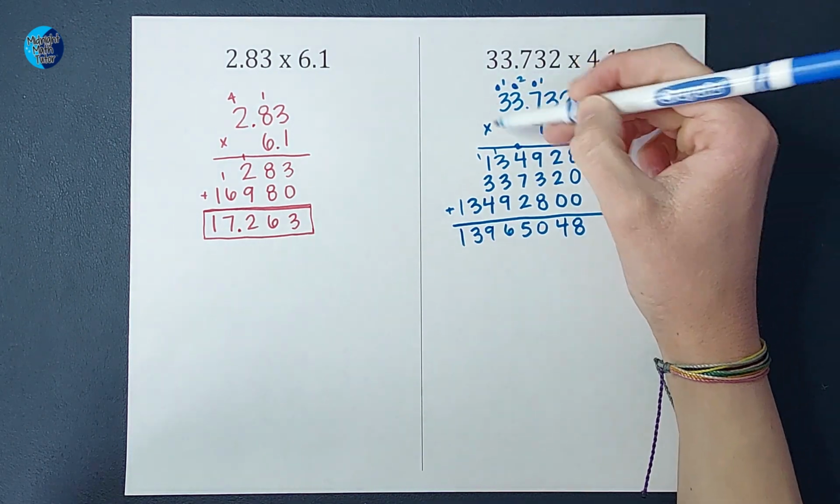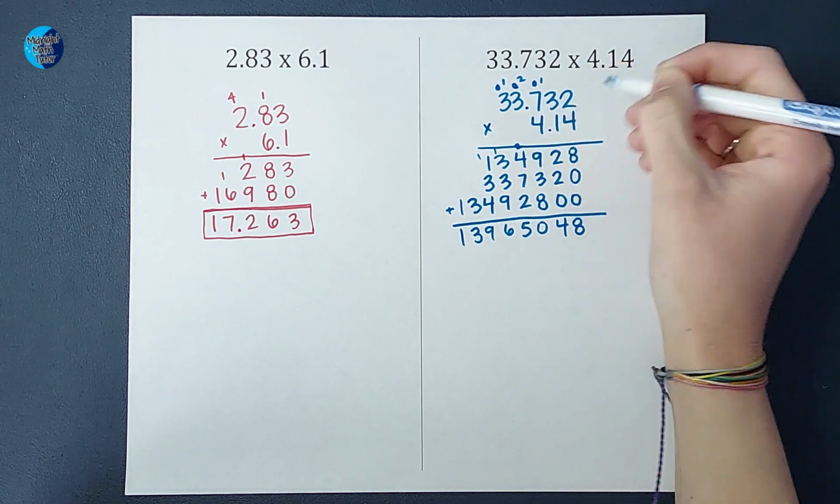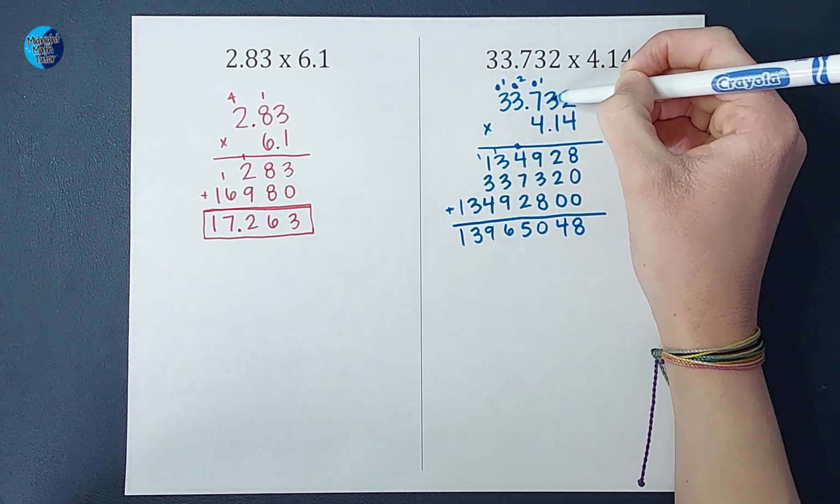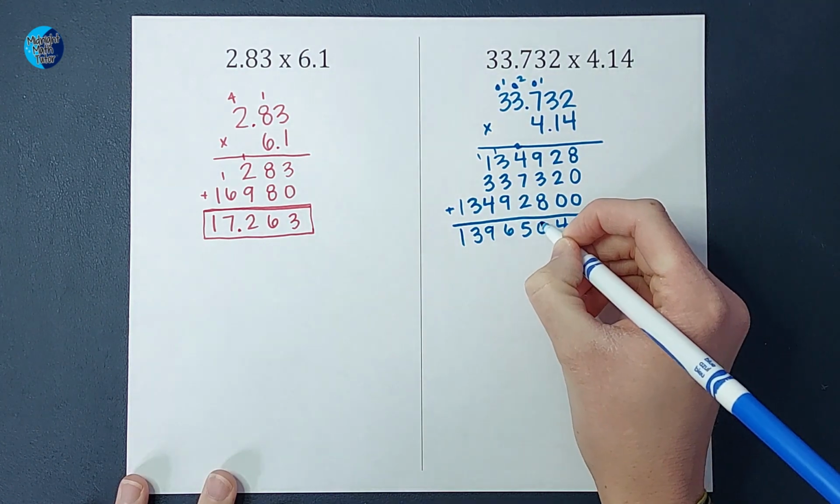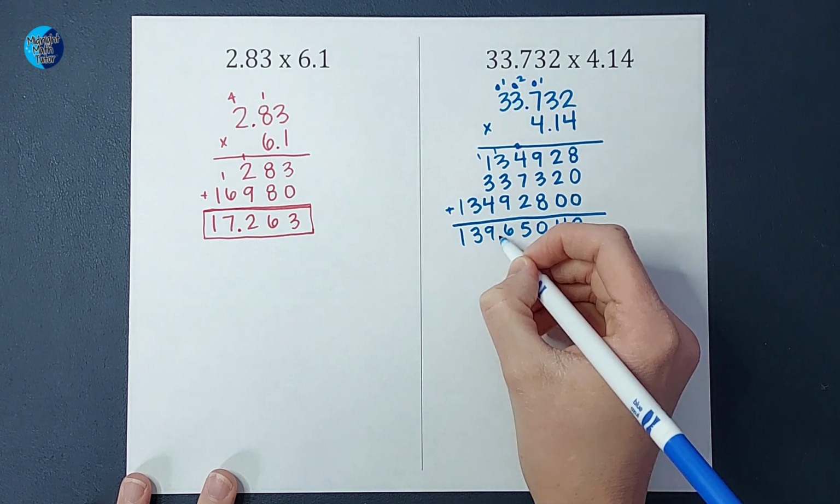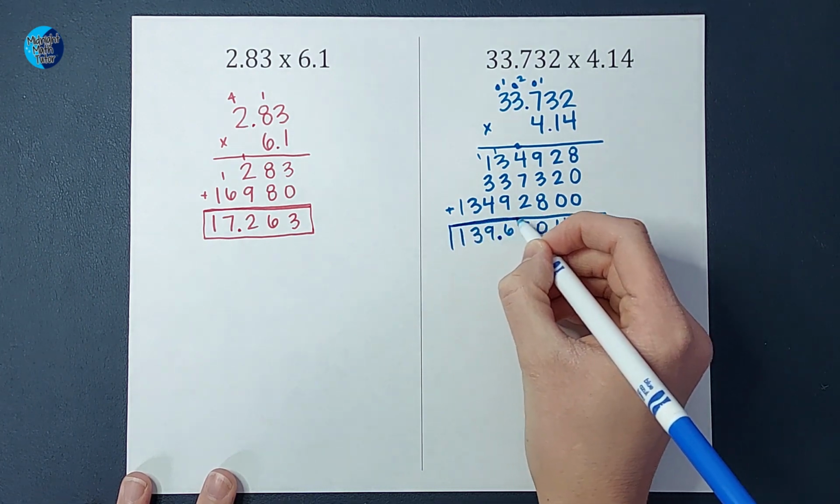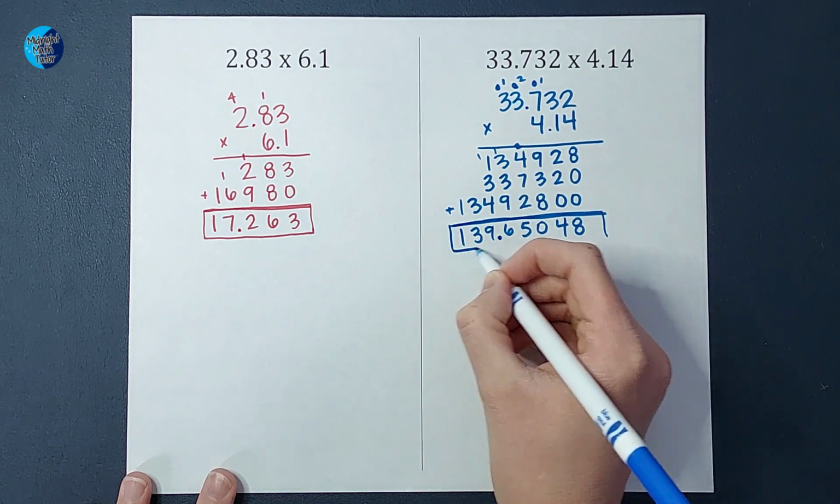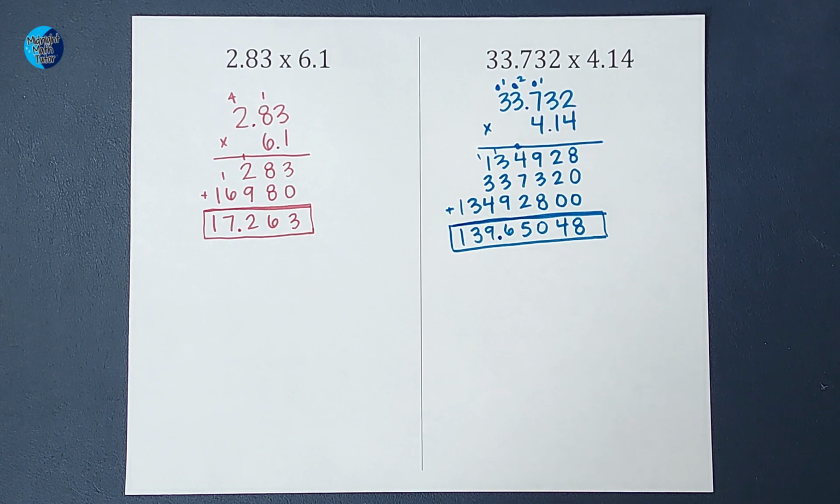Now I go back up to figure out where my decimal goes and I count how many numbers are behind the decimal point. So I have 1, 2, 3, 4, 5 numbers behind the decimal point. So that's how many I want here. 1, 2, 3, 4, 5. Awesome. So I end up with 139.65048.